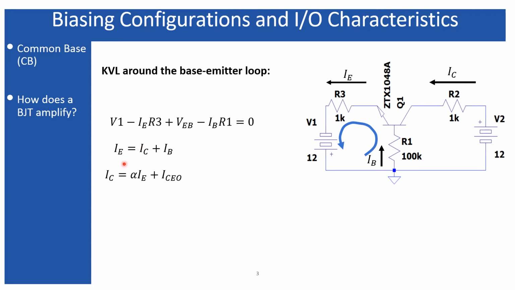This equation is the universal equation relating the emitter current, collector current and base current, and this equation relates the output current IC with the input current IE, where this ICEO is very small, and you may neglect this term. Well, I will discuss this later.